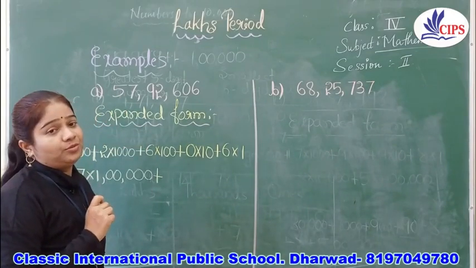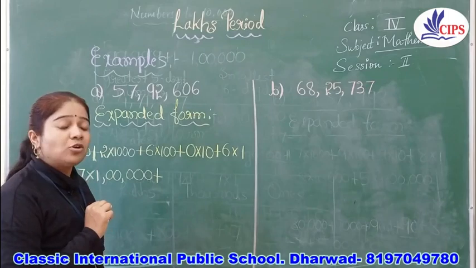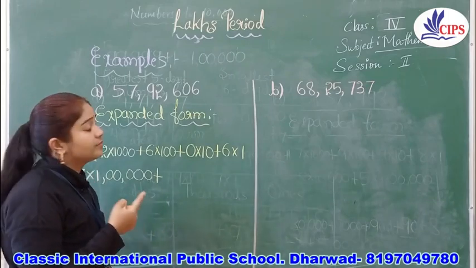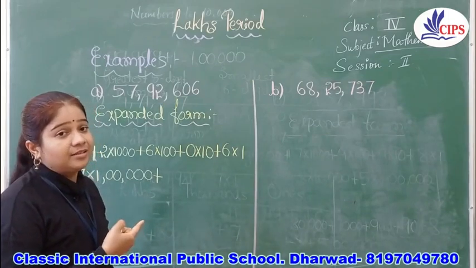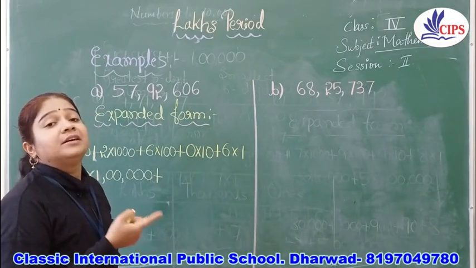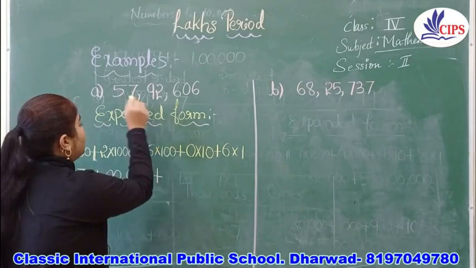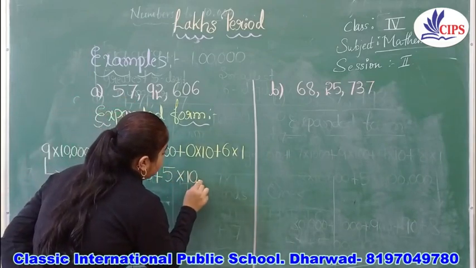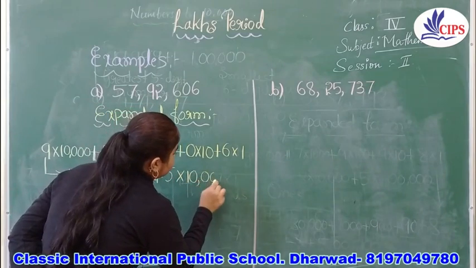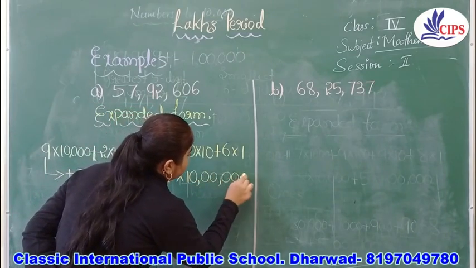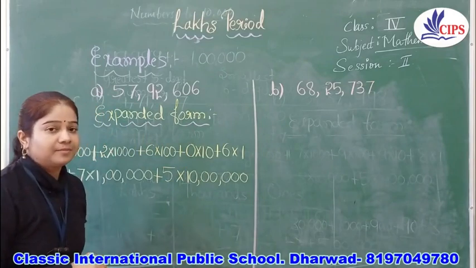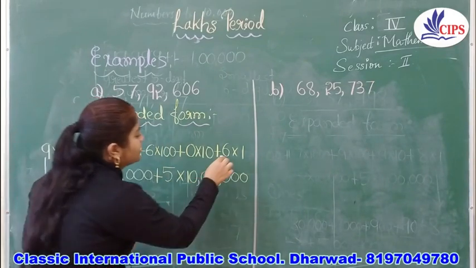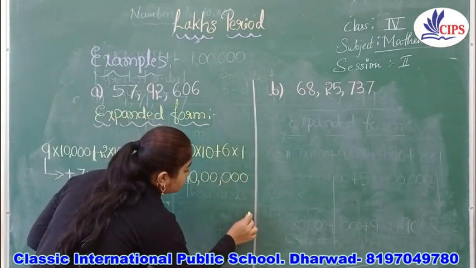5 into what is it? We already discussed this. 5 into, think and tell me the answer. Yes, it is 10 lakh. 5 into 10 lakh. Understand? So now we'll write that, right? 6 into 1. What's that?